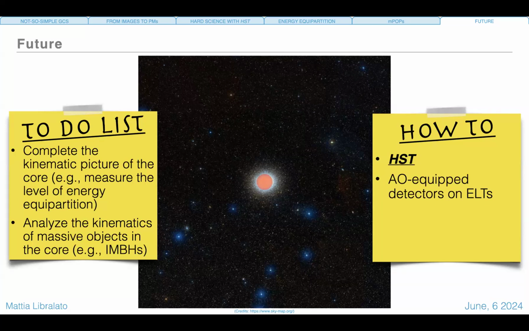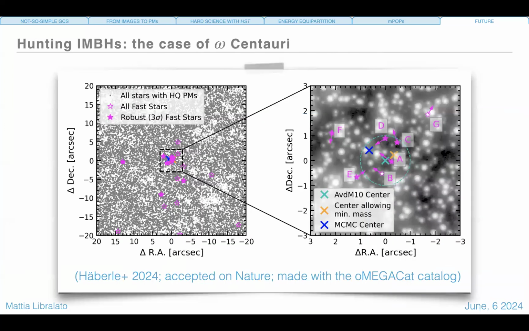I usually move on to the next part of the to-do list, but I cannot not mention the recent result that we got in the context of the intermediate mass black holes, because this is a very cool result that was recently found by Maximilian Heberle, who's a PhD student in Heidelberg. And he is analyzing the globular cluster Omega Centauri.